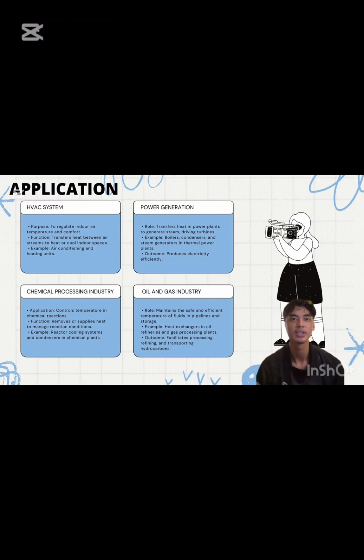And the last one is the oil and gas industry. In oil and gas, heat exchangers are essential in refinery and processing. They heat crude oil for distillation and cool gas for separation, maintaining safety and efficiency in these processes.